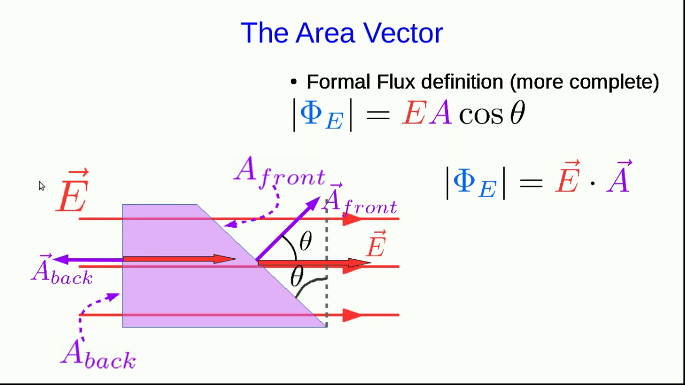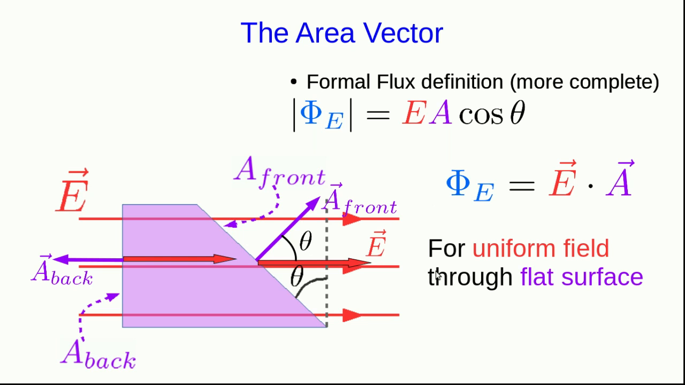And in fact, anytime the E field is coming into a surface, the angle between the E field and the area vector will be greater than 90 degrees, and we'll get a negative flux. So not only is this a more compact way of writing our flux, it also deals with the sign convention, and so this is our fully formal flux definition. Well, fully formal except that it only applies if we're talking about a uniform field through a flat surface.